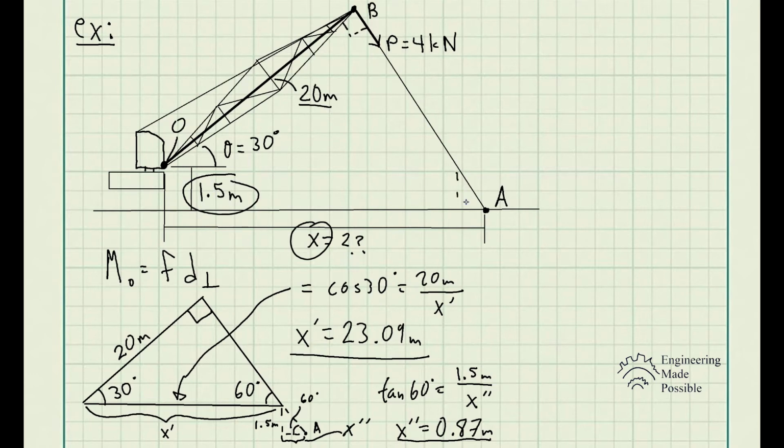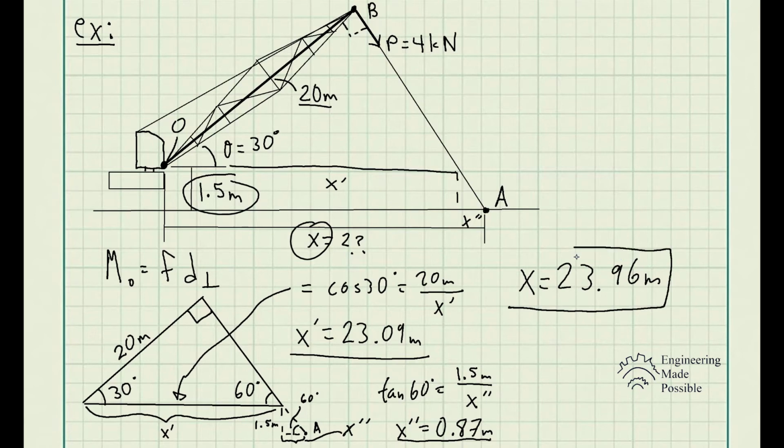So now finally our full distance x is basically the addition of these two. It'll be this x double prime as well as x prime. So we just add them up, and finally our distance x, which maximizes this moment, is 23.96 meters.